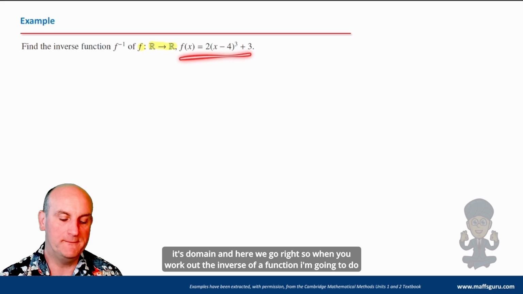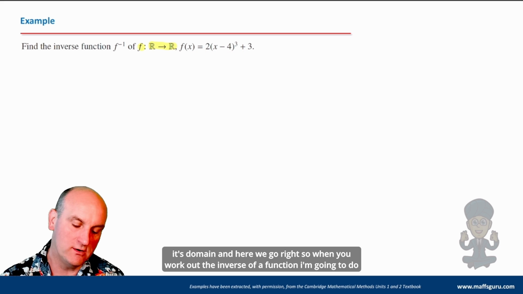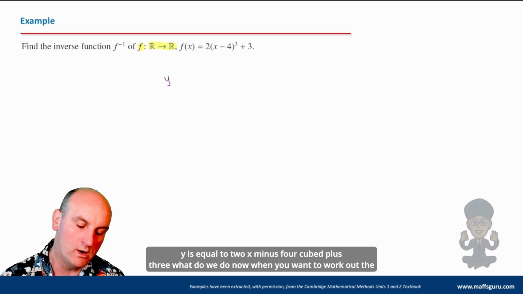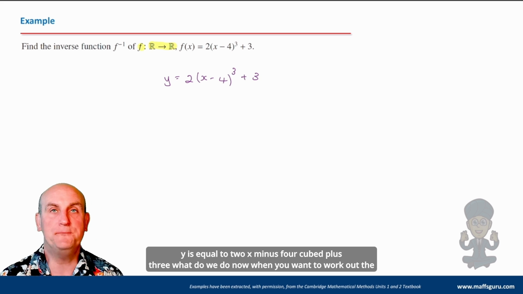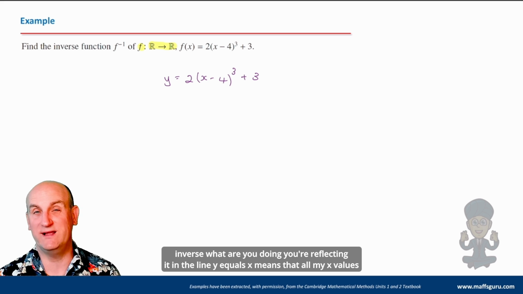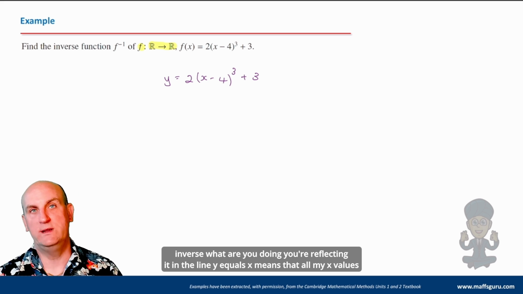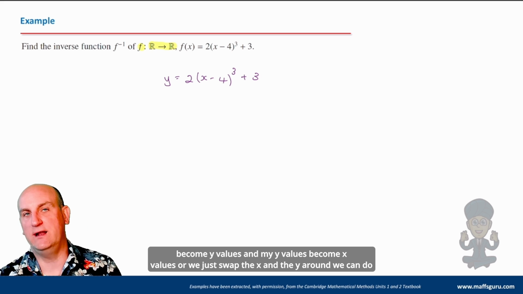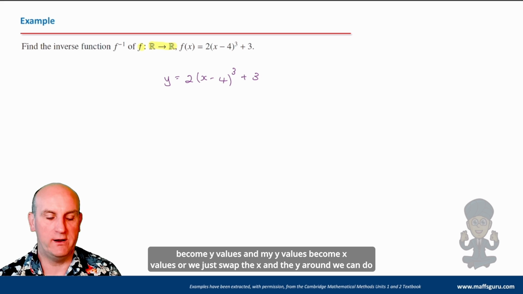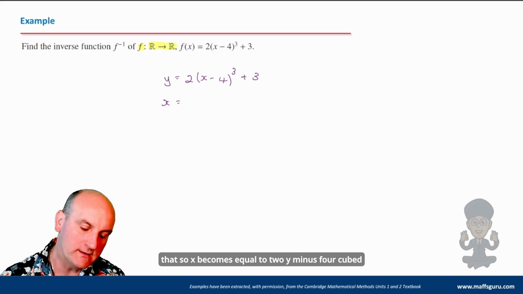And here we go. When you work out the inverse of a function, I'm going to do y is equal to 2(x minus 4) cubed plus 3. What do we do now? When you want to work out the inverse, what are you doing? You're reflecting it in the line y equals x. It means that all my x values become y values, and my y values become x values, or we just swap the x and the y around. So x becomes equal to 2(y minus 4) cubed plus 3.